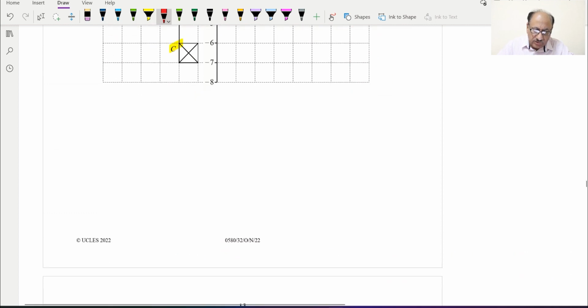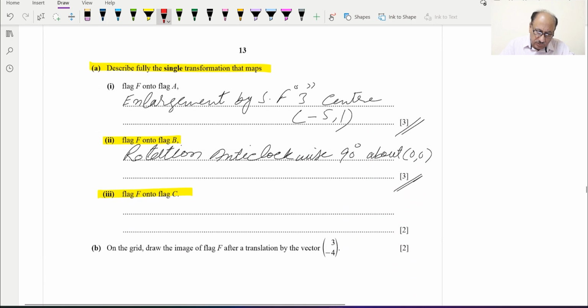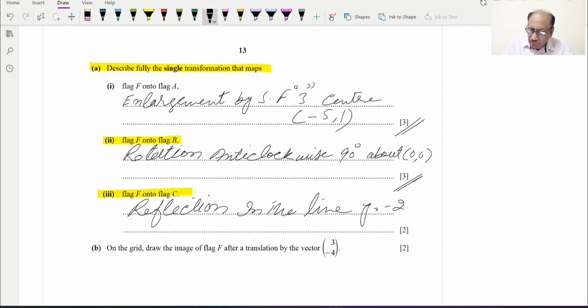So it is reflection in the line y is equal to -2, and this will be 2-mark question, which is done.